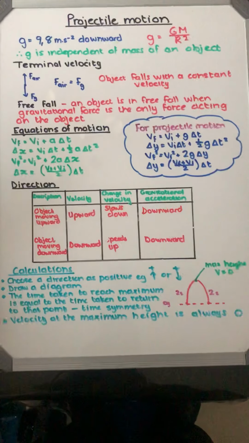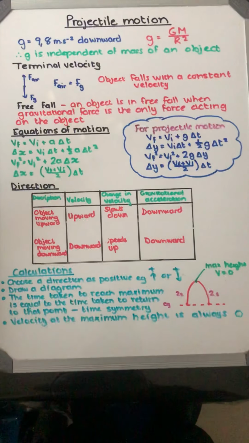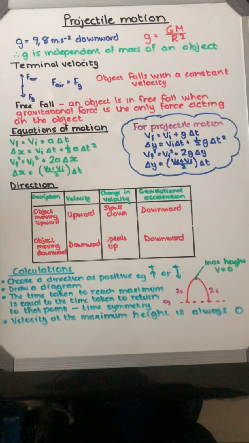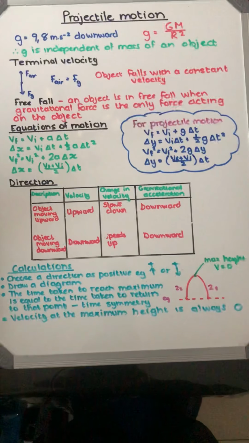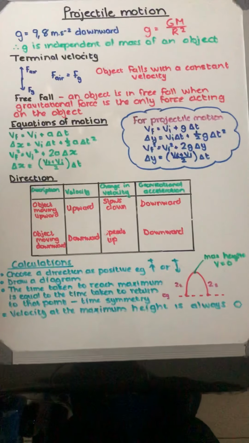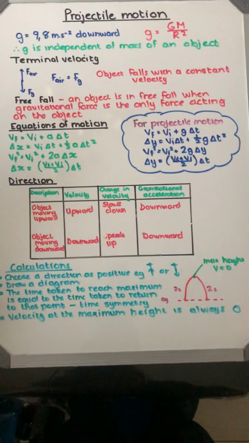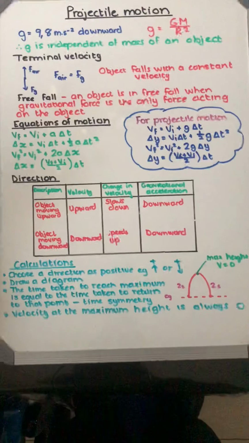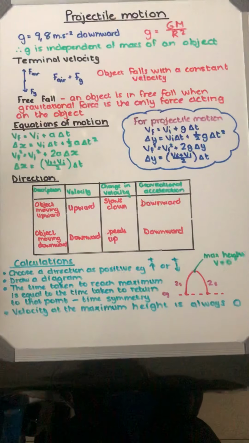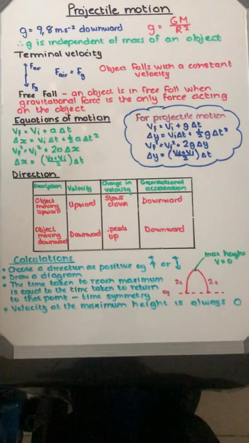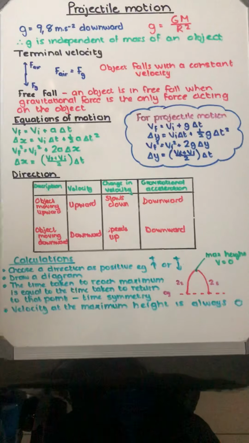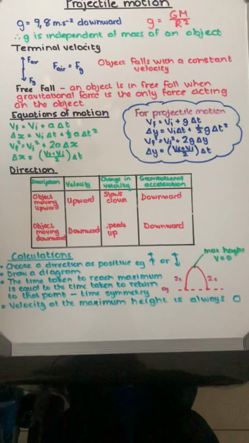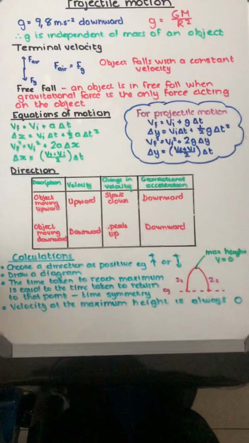Terminal velocity. When a skydiver is in air, there are two forces acting on him. Firstly, his weight, which is downward, and air resistance, which is upward. Terminal velocity occurs when the upward air resistance and downward gravitational force are equal in magnitude. Therefore, the object falls at a constant velocity. Free fall. An object is in free fall when gravitational force is the only force that acts on the object.